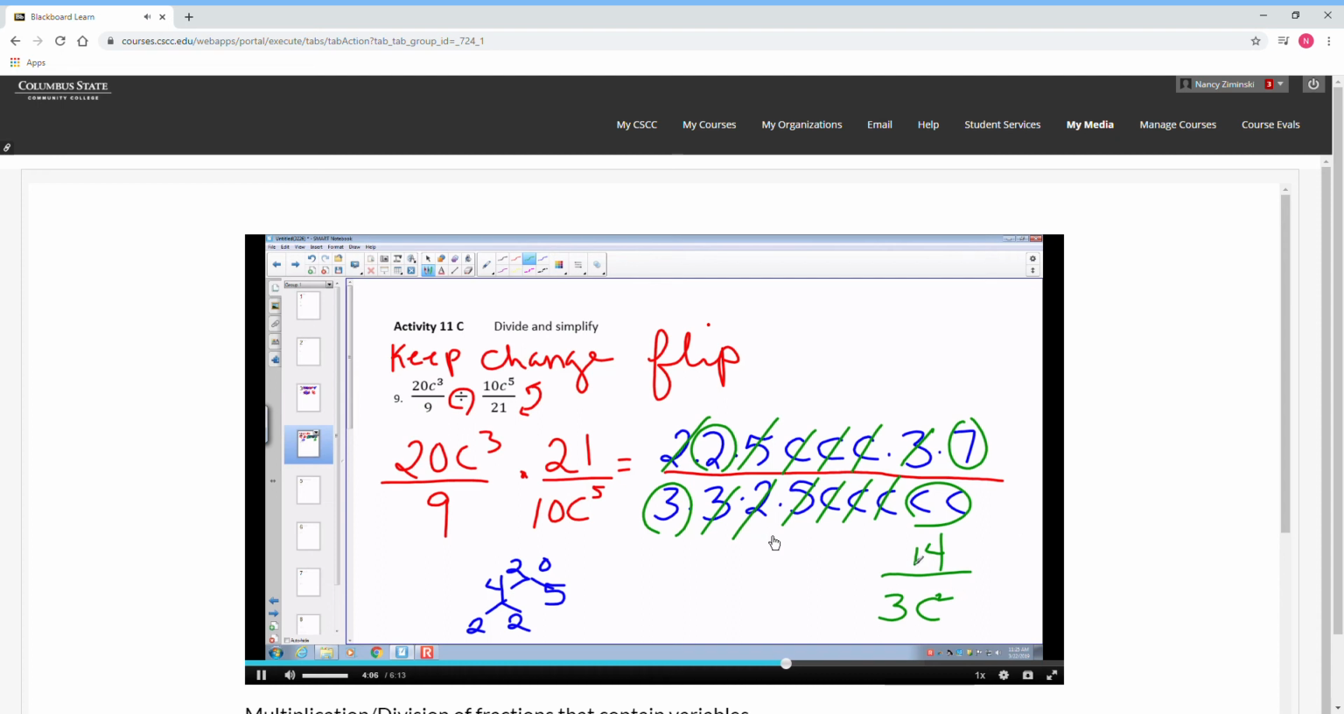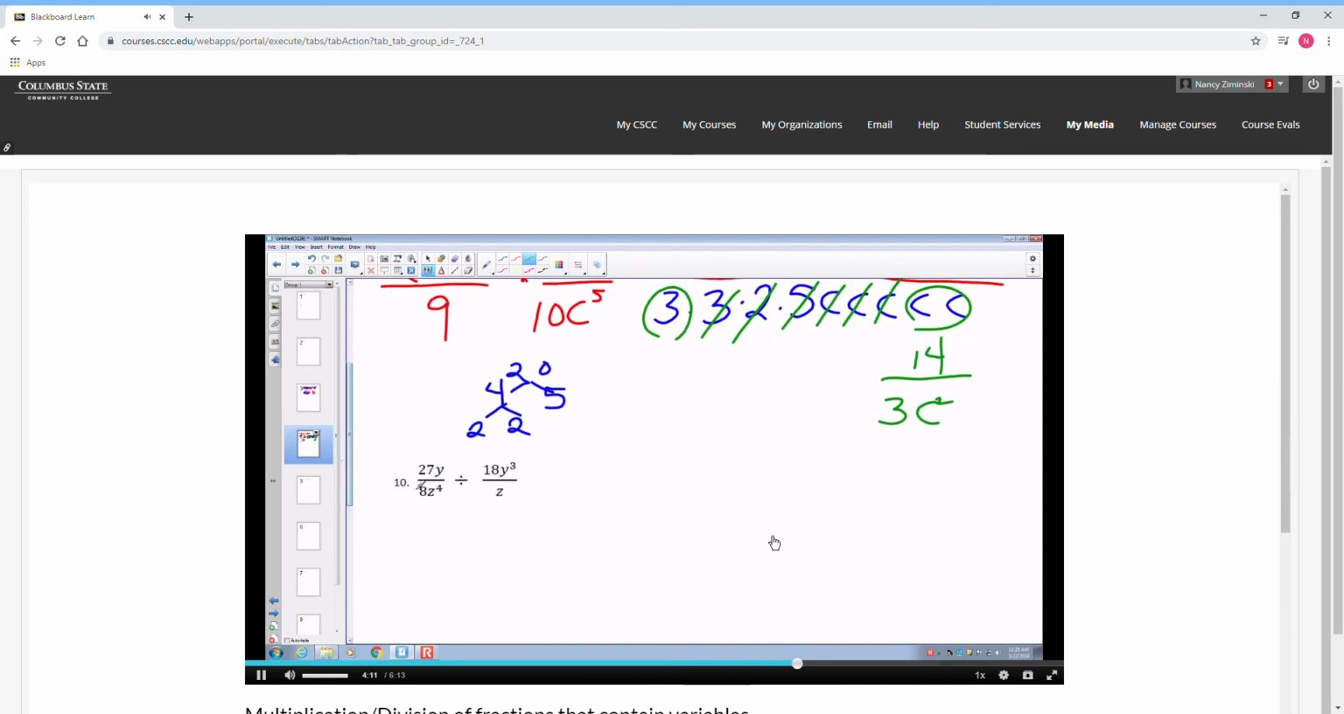And problem number 10, I have 27y over 8z to the fourth divided by 18y to the third over z. So first I'm going to keep the first fraction, 27y over 8z to the fourth. I'm going to change division to multiplication and flip the second fraction, so z is on top and 18y to the third is in the denominator.